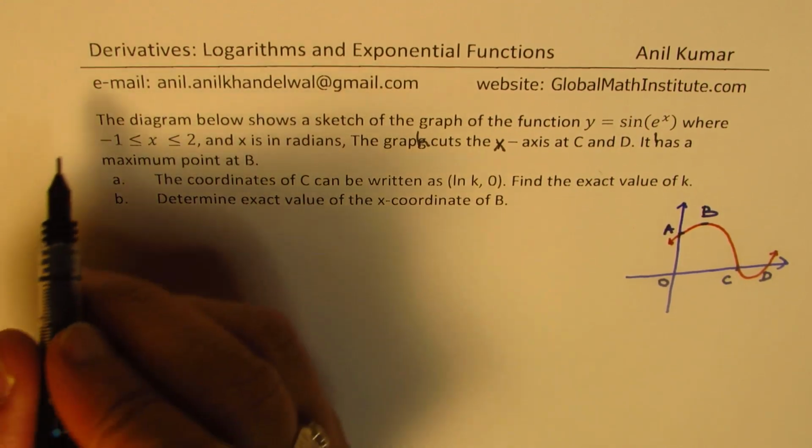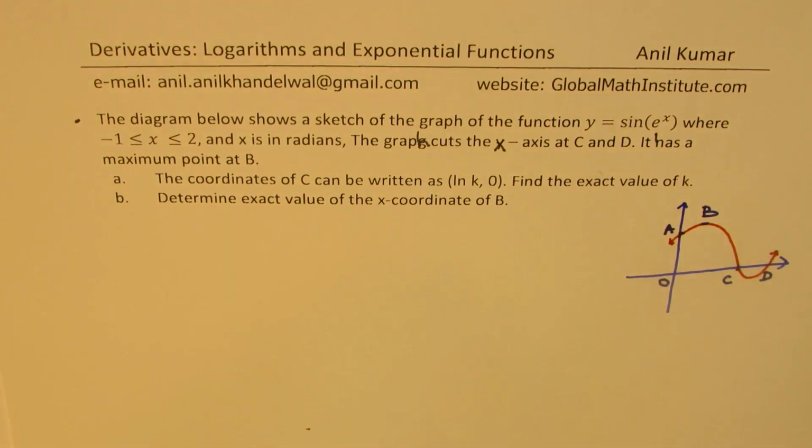The question here is, the diagram below shows a sketch of the graph of a function y equals sine of e to the power of x, where x is greater than or equal to -1 and less than or equal to 2, and x is in radians. The graph cuts the x-axis at C and D. It has a maximum point at B. The coordinates of C can be written as (ln k, 0). Find the exact value of k.